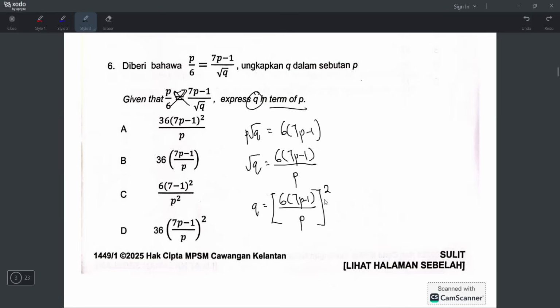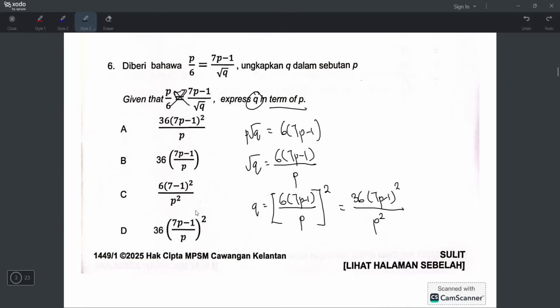P also square everything. So now it becomes what? The 6 will square become 36. The 7p minus 1 square will become 7p minus 1 kuasa dua. But I will not expand this because I told you already just now why. Because all the option never expand. And then the p also square, so I get p square. Right? And you can see the answer already.